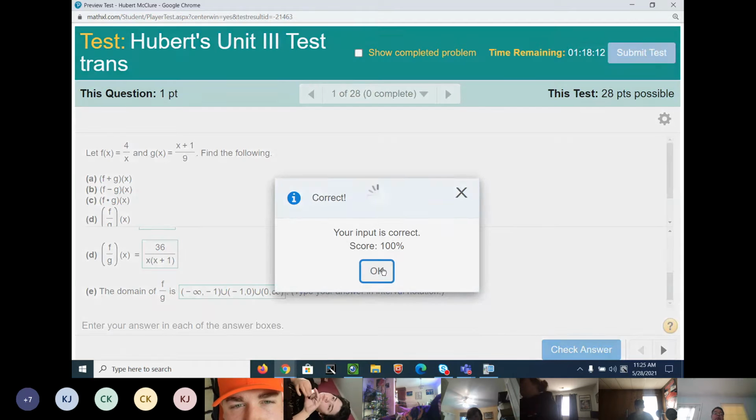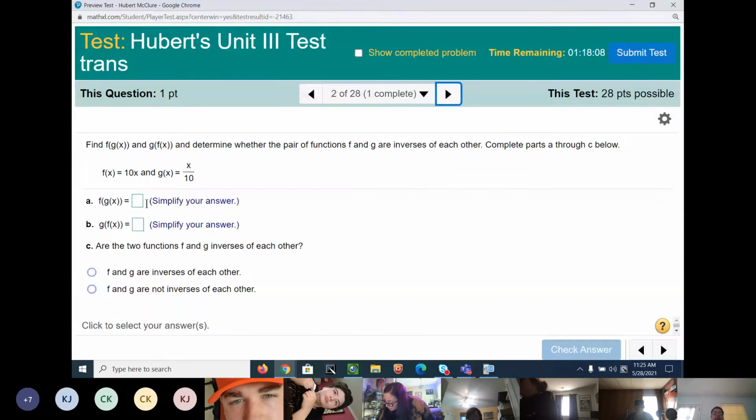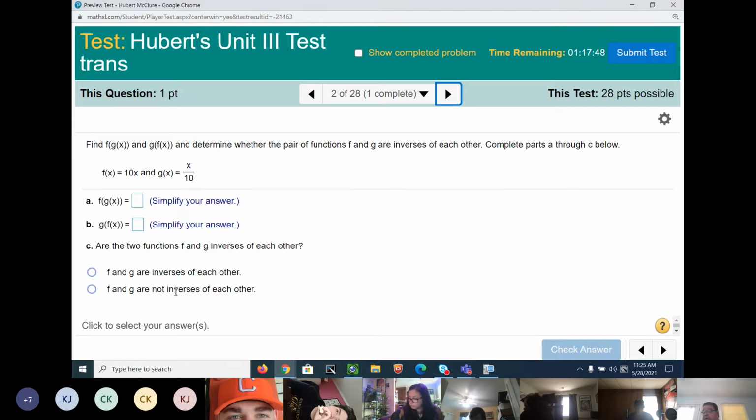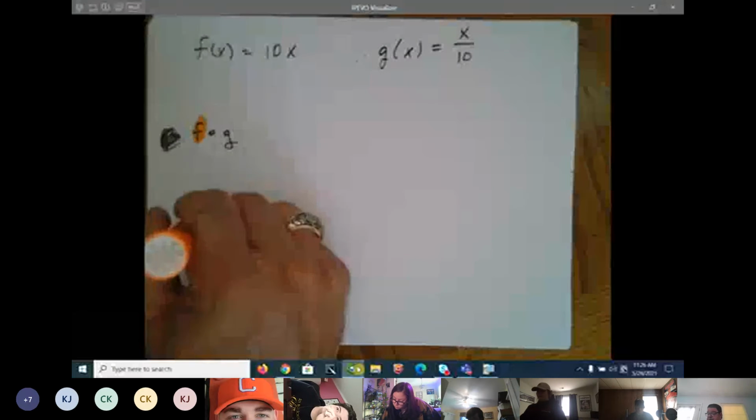Next. That's about the same type, but no, that's f composed of g. So let's do these two compositions. I'm going to try to get as far as I can go. So f of x is equal to 10x, and g of x is equal to x over 10. And they want f composed of g, and g composed of f. And if they give you the same thing, then that means they're one-to-one. So I'm going to highlight these two in orange because I'm going to rewrite them with a big set of parentheses.